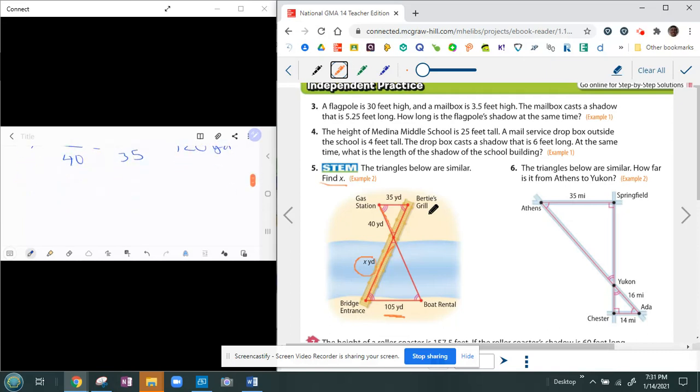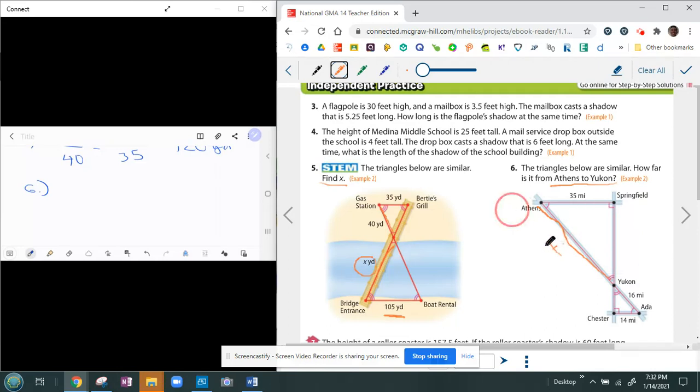All right. Number 6. Now, this is a little different. You see how the corresponding sides were on the same side, like the left side of both these triangles? This one is drawn a little bit differently in that the corresponding sides are going to be kind of on opposite sides of the triangles. Anyway, so we're going from Athens to Yukon. That's here to here. So that's what we're finding.